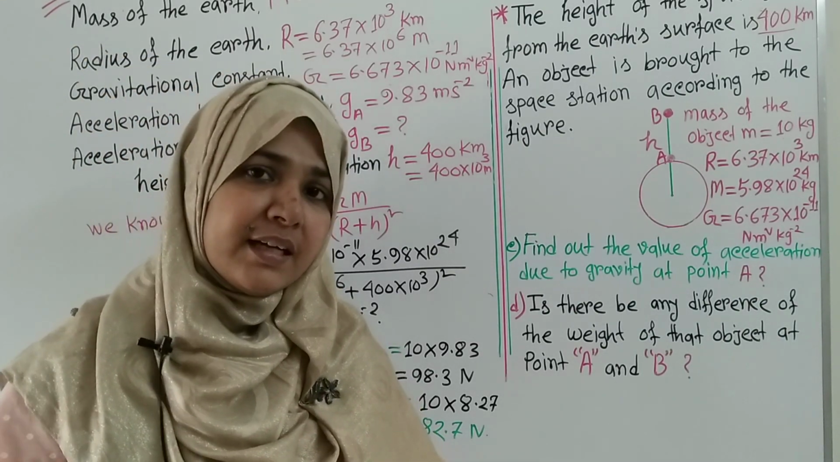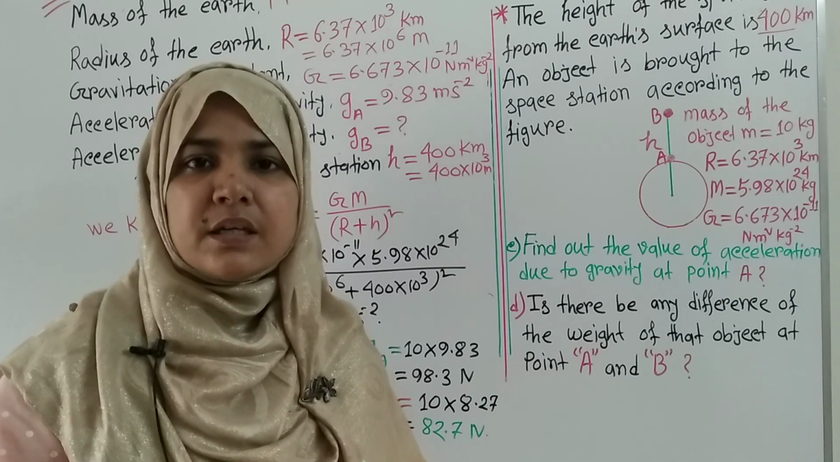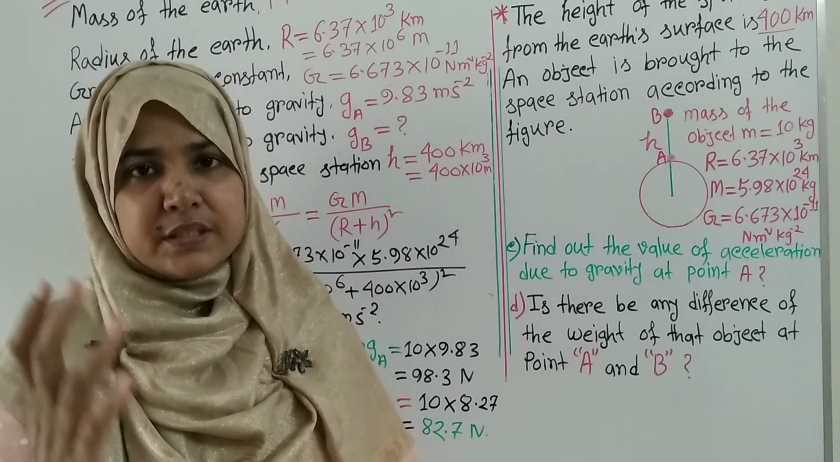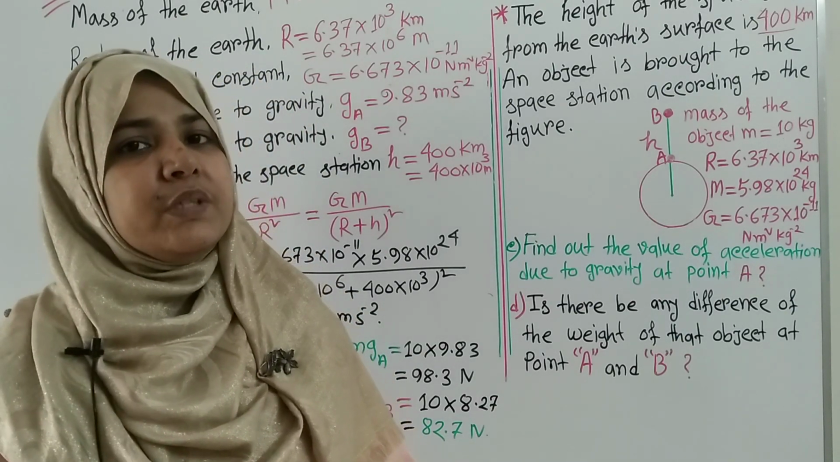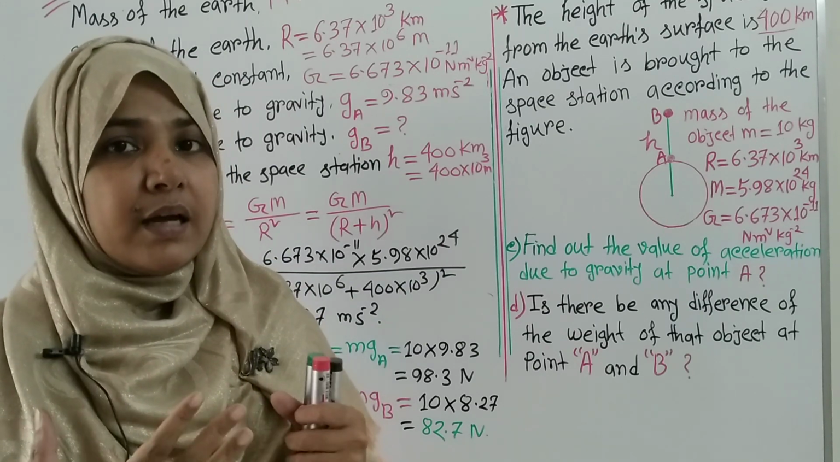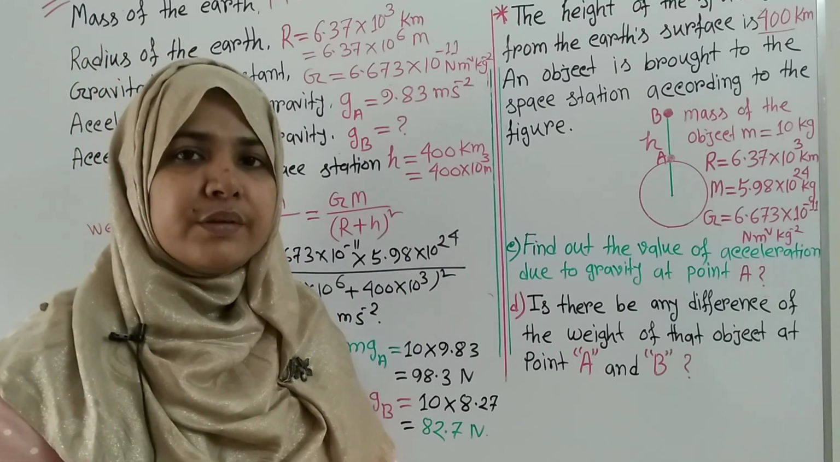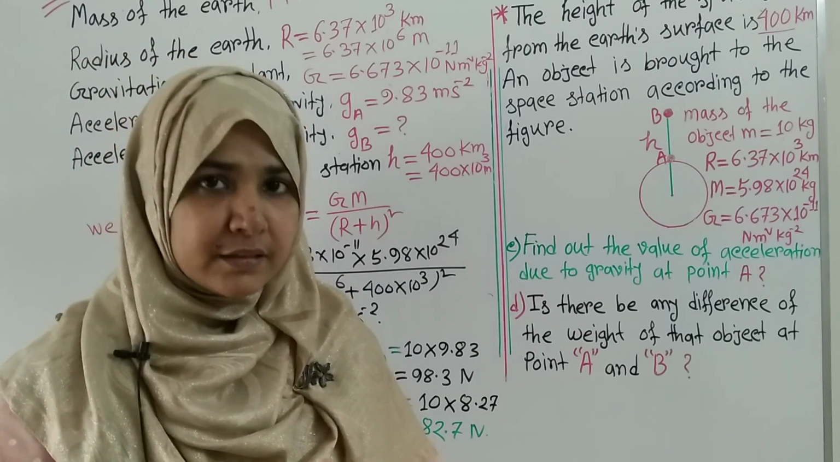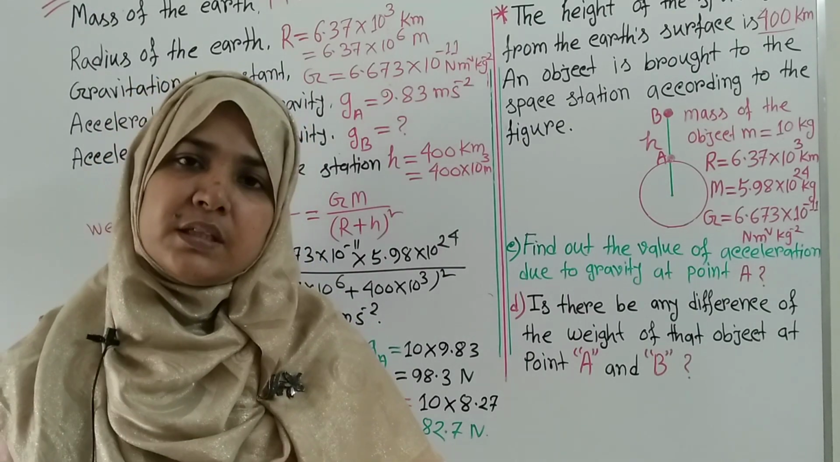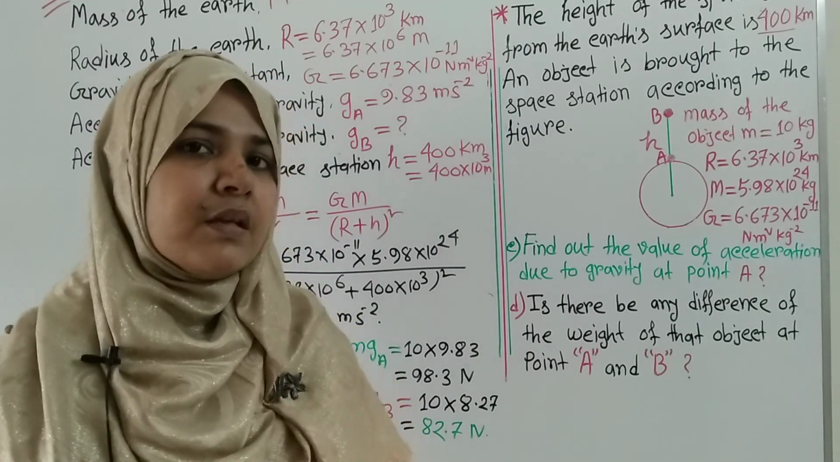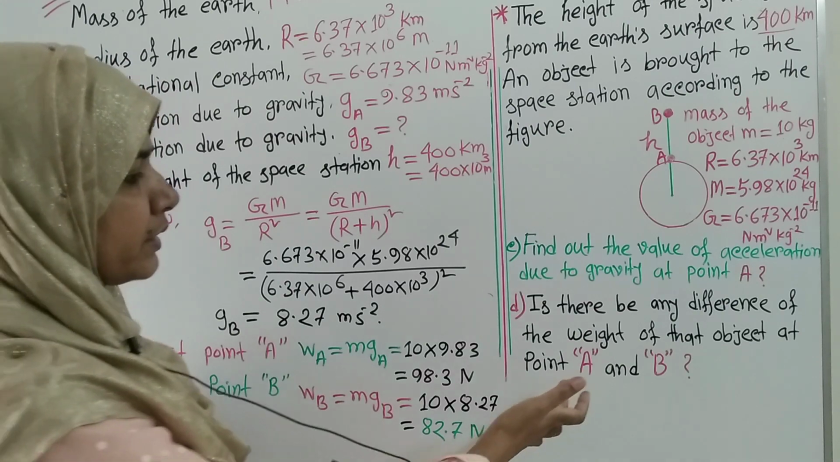That means we can say that whenever we bring an object outside the Earth's surface, the weight of that object will decrease as the acceleration due to gravity is decreasing. And this is the answer of your question D. That means there is a difference between the weight at point A and point B.